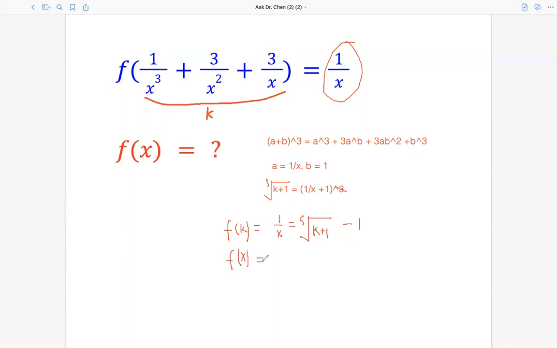I'm sorry, I'm using my fingers writing this. Cube root of x plus 1. Right, this is under the cube root. Then to offset the cube root, we have minus 1. And that's it.